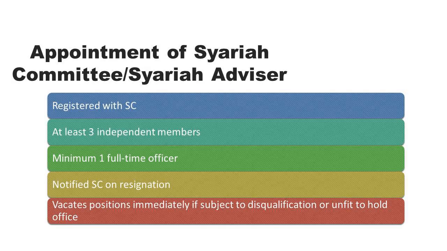Appointment of the Sharia committee: first, as per everything, it must be registered and approved by the SC. For the committee or advisor, we appoint an external party, at least 3 independent members and 1 full-time officer. They must notify the SC if they resign or retire, and if the person is not suitable, they must leave the Sharia committee or Sharia advisor immediately. So this is the requirement to be a Sharia committee or Sharia advisor company.